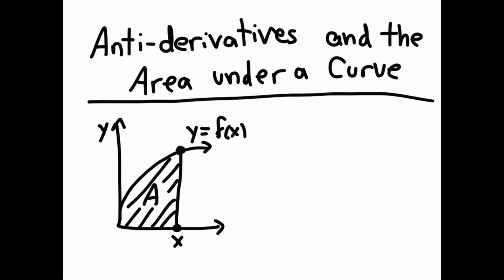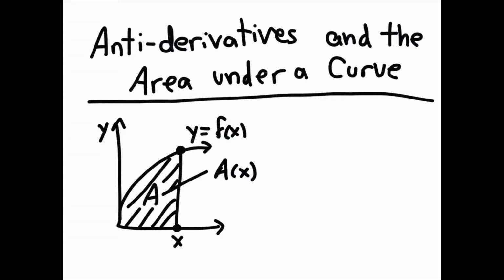But we're also going to have another function in this picture. It's going to be the area function. Let's call that area function A of x. So you could picture, as we go over on the x-axis a little bit further, the area changes. The area is going to increase in this picture. So let's do that next.